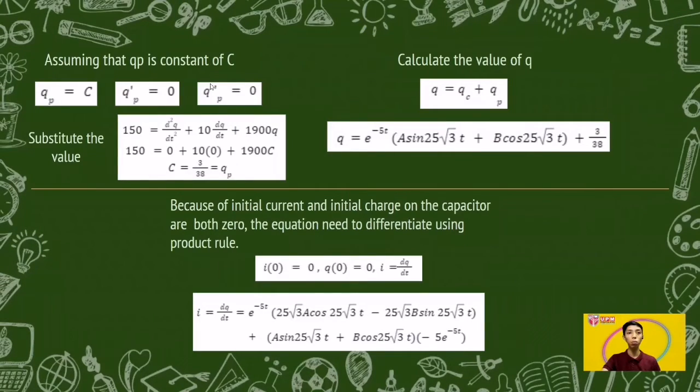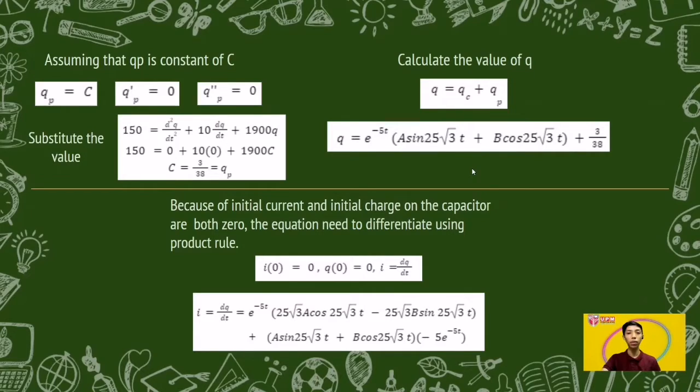Next, assuming that QP is a constant C, so Q prime P is equal to 0 and Q double prime P is also equal to 0. Substitute in the non-homogeneous equation to find the value of QP, and we will get 3 over 38. Then calculate the value of Q by summing up QC and QP, and this is the equation that we have with two unknown variables A and B.